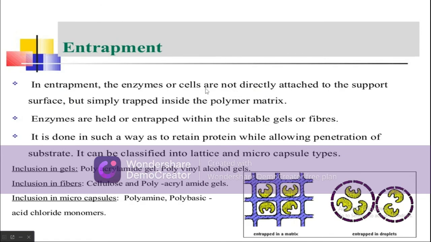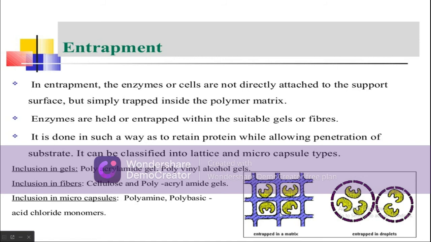Okay, then the next thing is entrapment. It's also a physical method. For entrapment, the enzymes or cells are not directly attached to the support surface, but simply trapped inside the polymer matrix. You see, this is the polymer matrix, the cellular matrix. This is your enzymes, the yellow color, trapped in the matrix. So you see, they are all trapped.